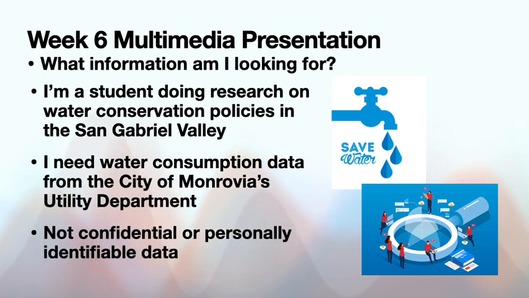Well, in this example, I'm a student in an MPA class focused on policy analysis, and I'm taking a look at water conservation policies in the San Gabriel Valley area. And I heard that Monrovia has a policy on excess water usage, and I wanted to do research on water consumption data by property type. So for this example, I'm requesting information for water data for fiscal years 19-20, 20-21, and 21-22 to try to do a longitudinal study on their policy.